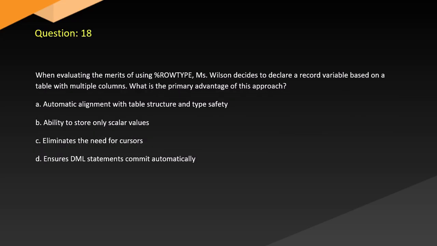Question 18. When evaluating the merits of using %ROWTYPE, Wilson decides to declare a record variable based on a table with multiple columns. What is the primary advantage of this approach? A. Automatic alignment with table structure and type safety. B. Ability to store only scalar values. C. Eliminates the need for cursors. D. Ensures DML statements commit automatically.